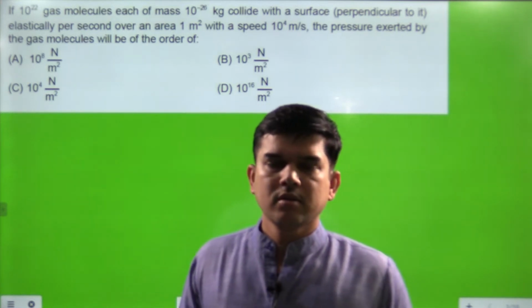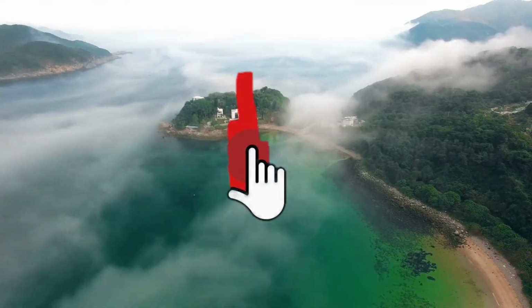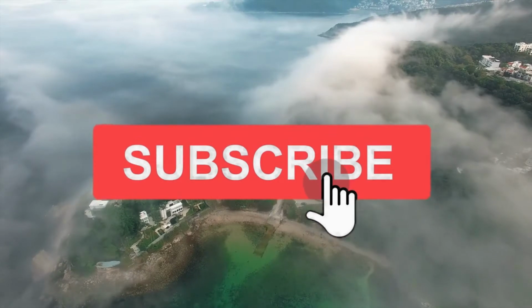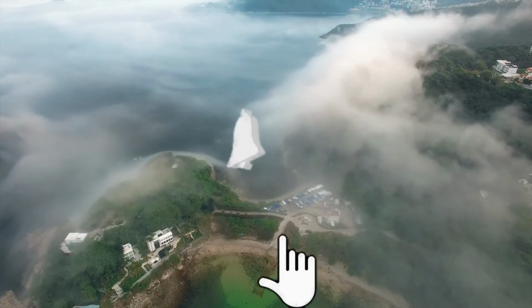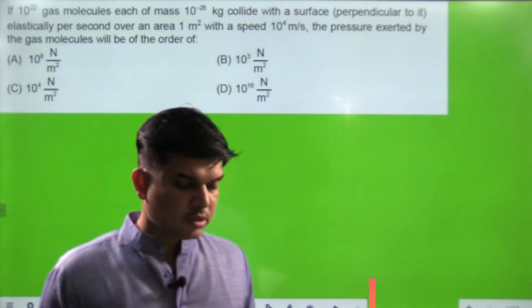Today we will solve numerical of physics of IIT standard. Let's solve the first numerical.